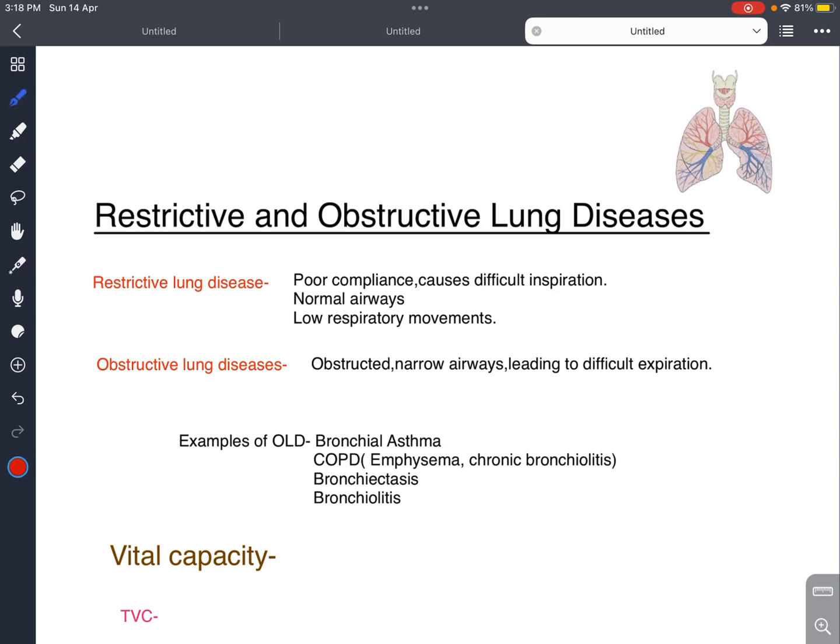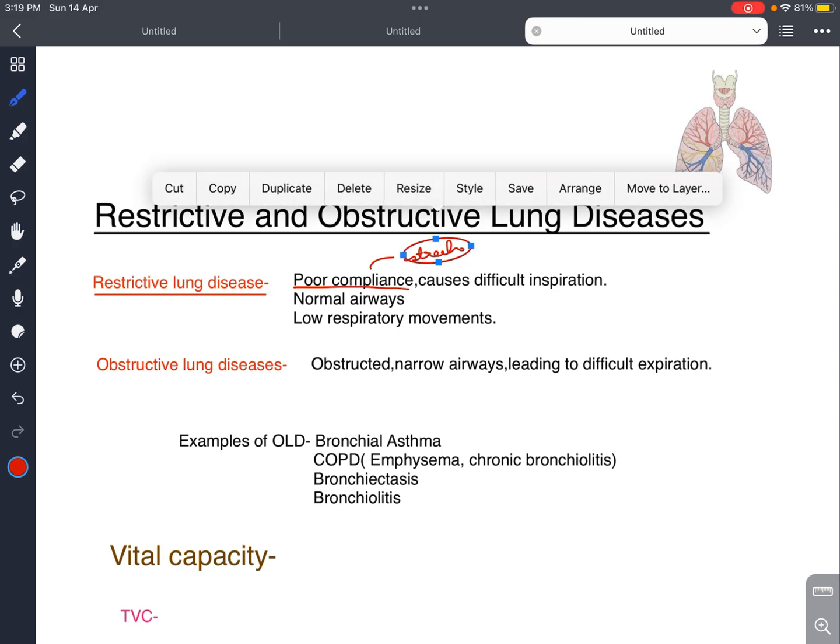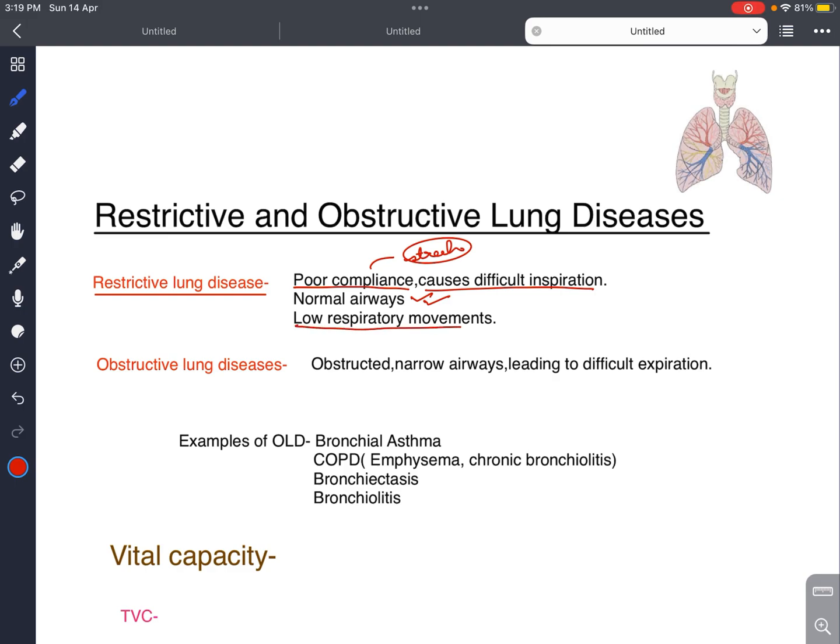So what actually are restrictive lung diseases? In restrictive lung diseases, the lung is restricted from filling. So here we have poor compliance. Now what actually is compliance? Compliance is nothing but the stretchability of the lungs. It is the amount the lungs can stretch. So here we have poor compliance, the lungs cannot stretch properly, so we have difficulty in inspiration, but the airways are absolutely normal. There is no problem in our airways. And because the lungs are not able to stretch, we have low respiratory movements.